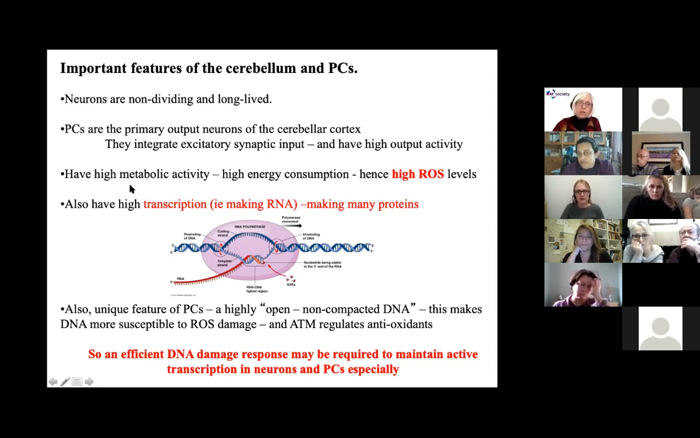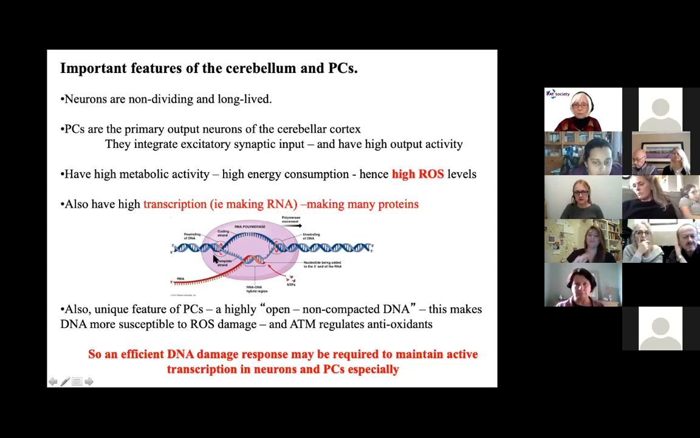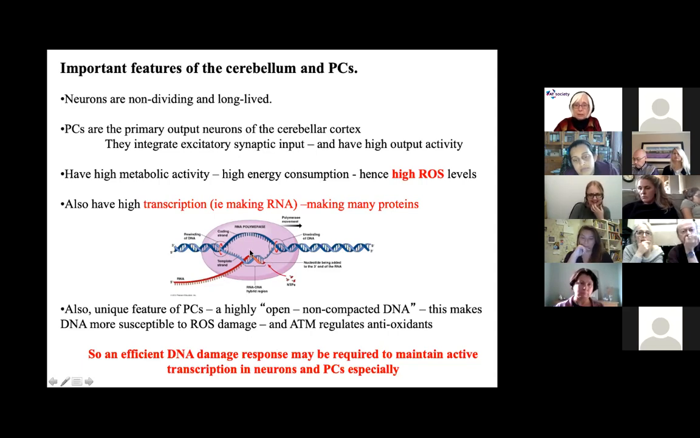They're also very transcriptionally active, i.e. they've got a lot of this unwinding going on, and that's because they're making many proteins. And probably to enable this to happen, they've got a unique feature where they're very open because they want to be doing a lot of transcription. And that, of course, makes them uniquely susceptible to what we call ROS damage, to any damage that may be going on here. And ATM, I told you as well, is regulating antioxidants.